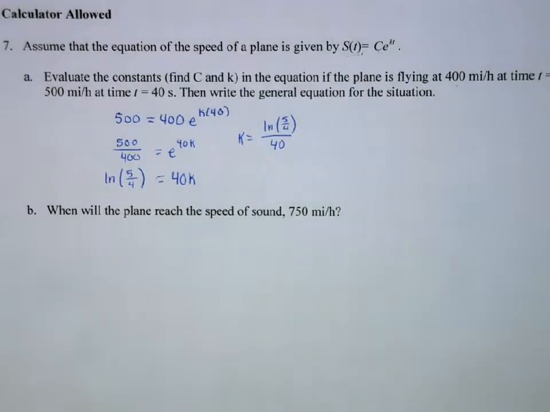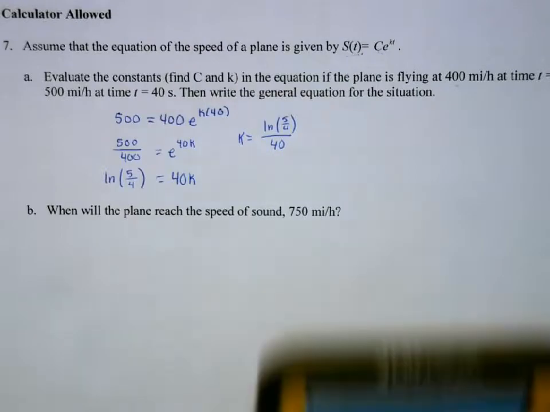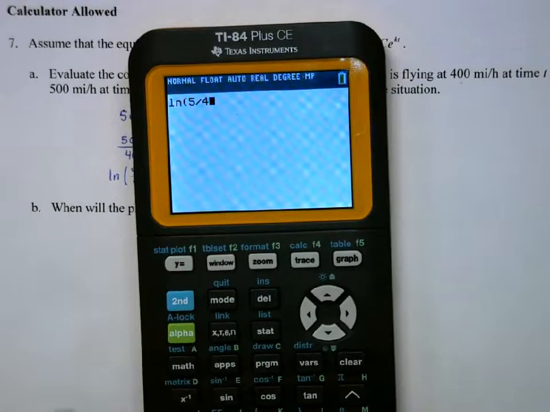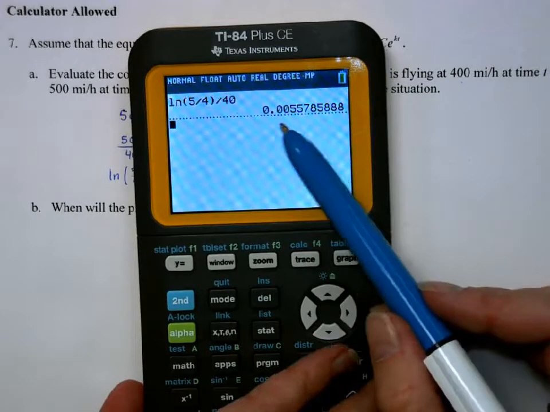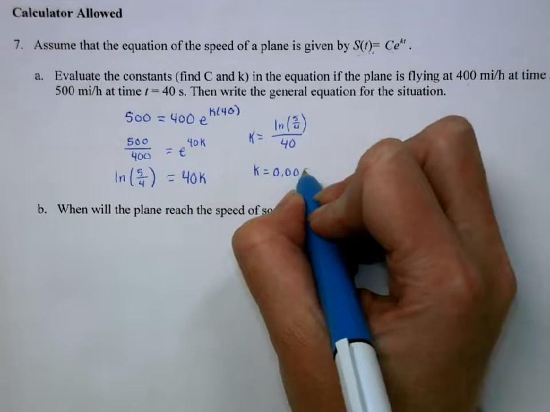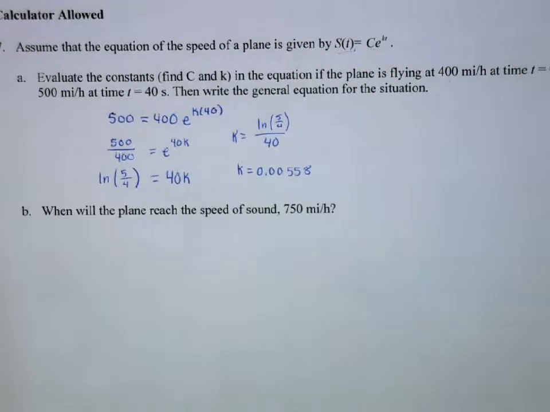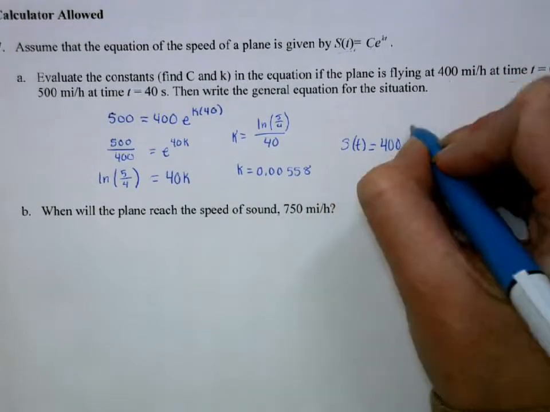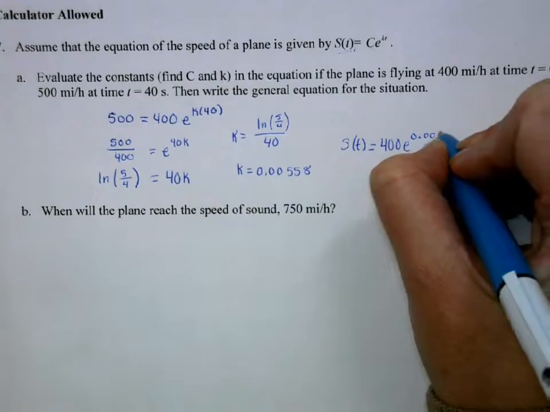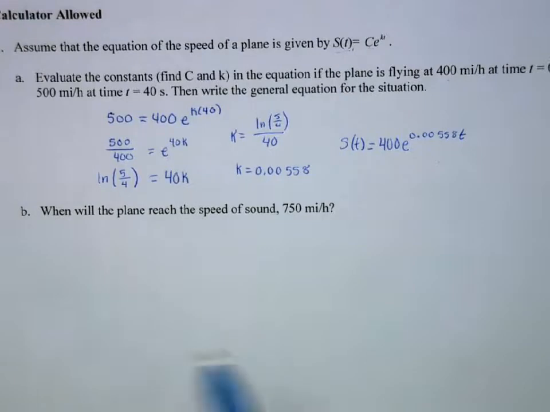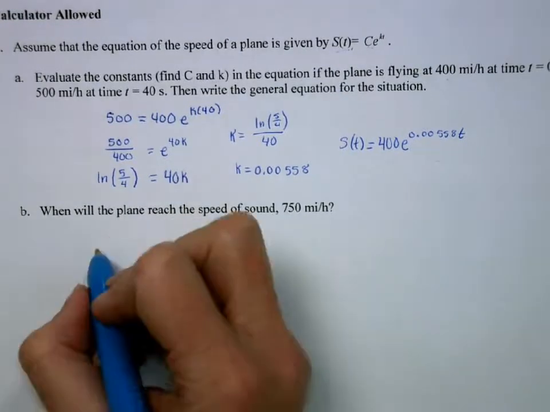So that would be the natural log of 5 over 4, close parentheses, divided by 40, gives me 0.00558. Which means my general equation is going to be s of t equals 400 e to the 0.00558 t. We're going to use that to find when it reaches the speed of sound, which is 750 miles an hour.